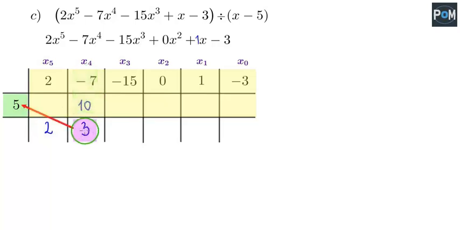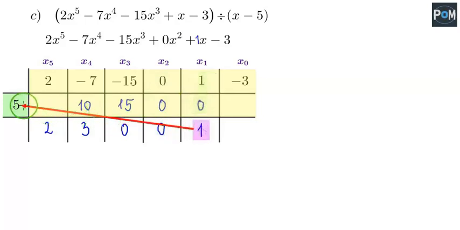The 3 we obtained, we immediately multiply by 5, we get 15. 15 and minus 15 gives us 0. 0 times 5 is 0. We add these two zeros and we have 0 again. 0 times 5 is 0, we enter it here. We add this 0 to 1, that is 1. We multiply 1 by 5, we get 5. 5 and minus 3 is added, resulting in 2.